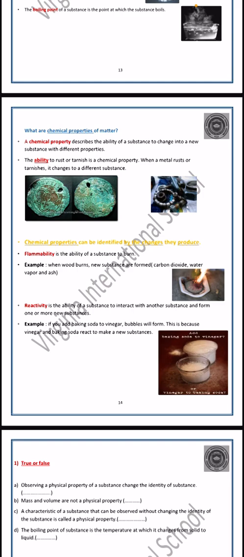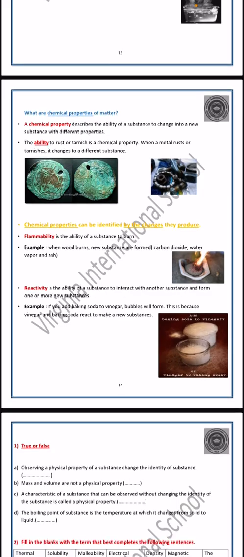Like when a metal rusts, the metal will no longer be shiny. So we will change the identity of this metal. It will rust. So this is a chemical change, not a physical one. But if we change the shape of the metal, this is physical because we will not change the identity of the metal. It will be the same but in a different shape. But if it rusts, we lose all the properties of the metal. So this is changing the identity. This is a chemical property.